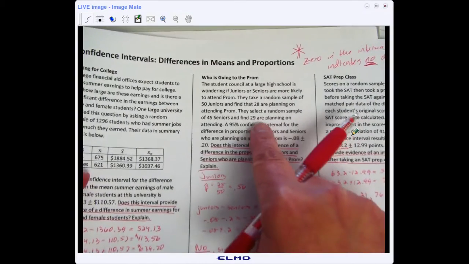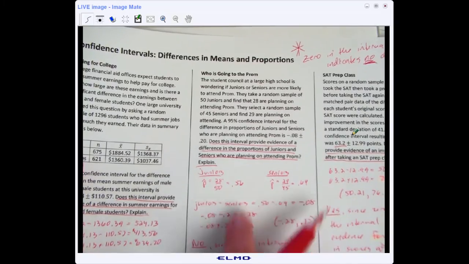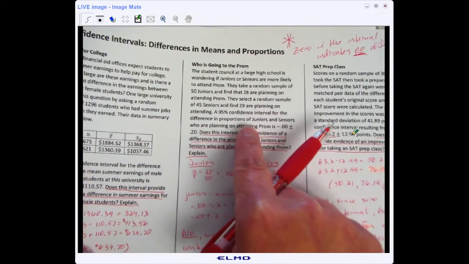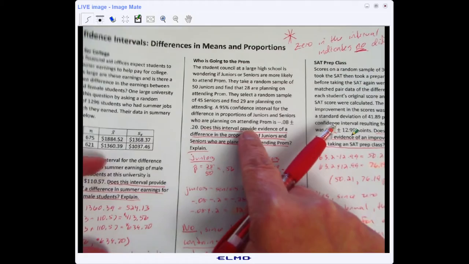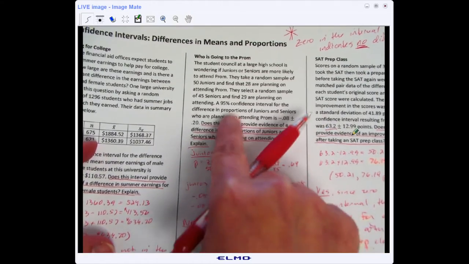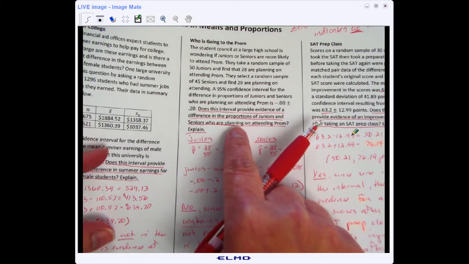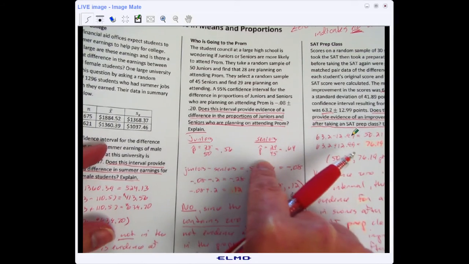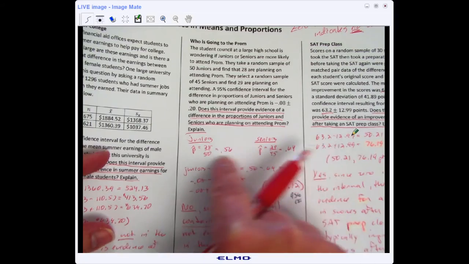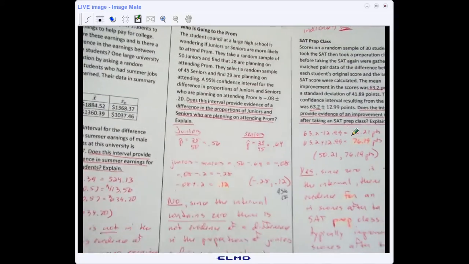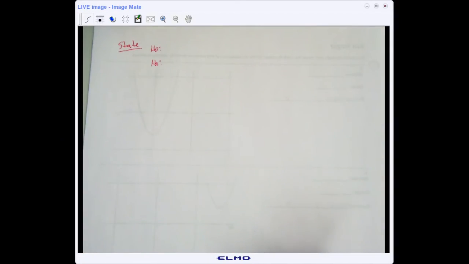Okay, guys, let's do a two proportion z-test based on this scenario. The student council of a large high school is wondering if juniors or seniors are more likely to attend prom. They sample some juniors, they sample some seniors. We want to know, is there evidence of a difference in the proportions? So again, I'm going to compare these two proportions, not a single proportion to a status quo.